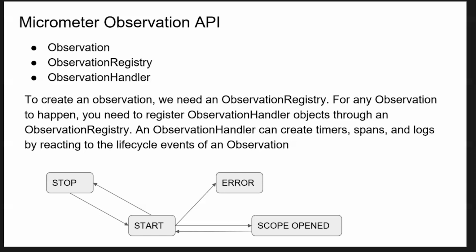So whenever you hit an endpoint, localhost colon 8080, and you don't have any API, what happens then? It will go to the error state. Then it goes: scope start, scope open, error, scope close, stop. So this is what happens normally with a Spring Boot application request and response.